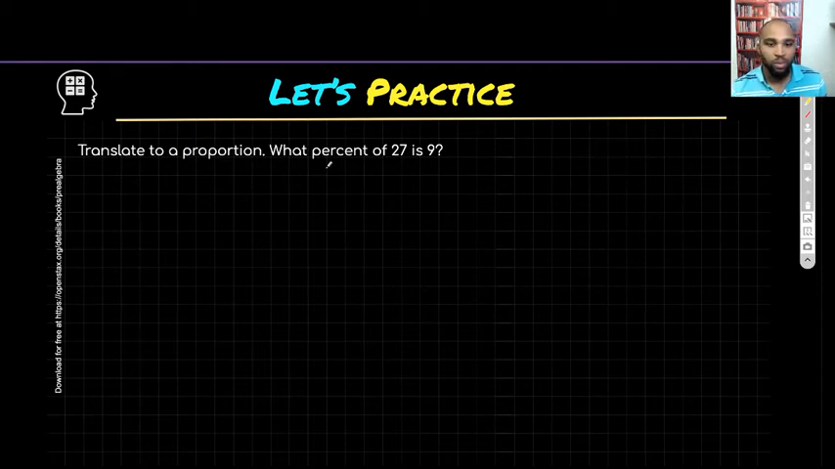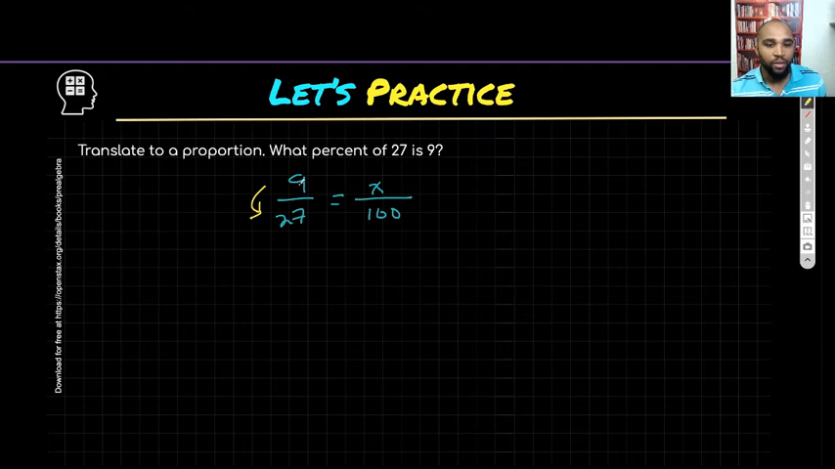This one looks pretty simple. What percent? We don't know that piece on top. Of 27 is 9. So what percent is this? Looking across, I can't see any clear way to get there quickly, but looking here I can.